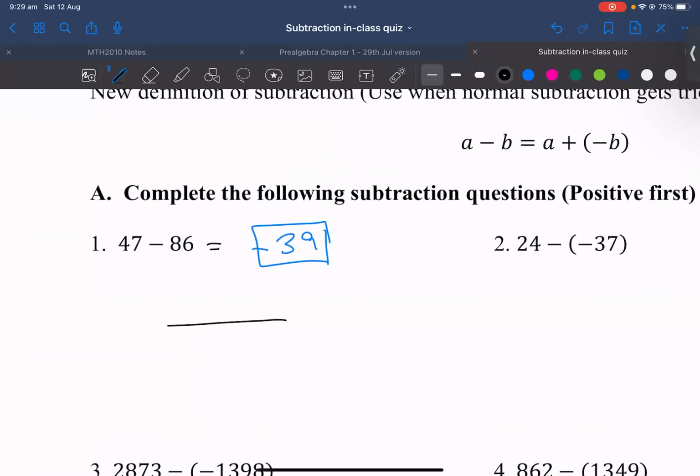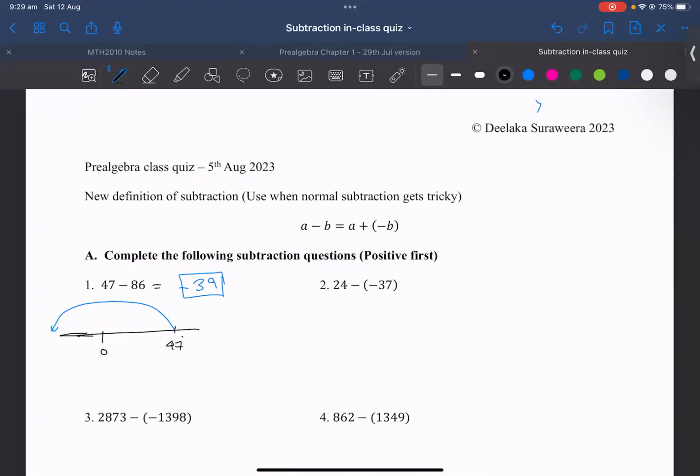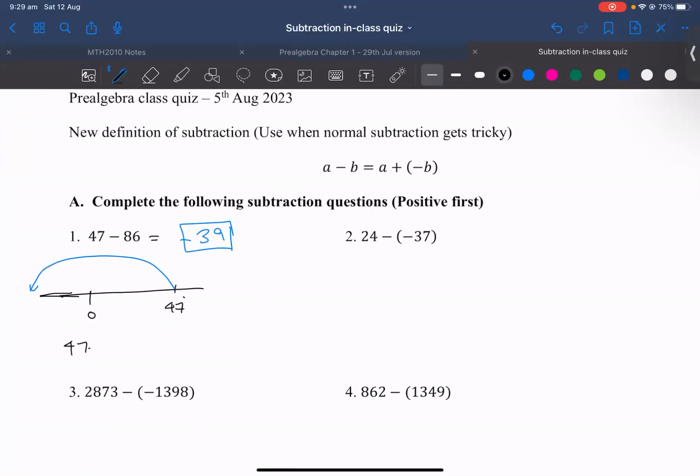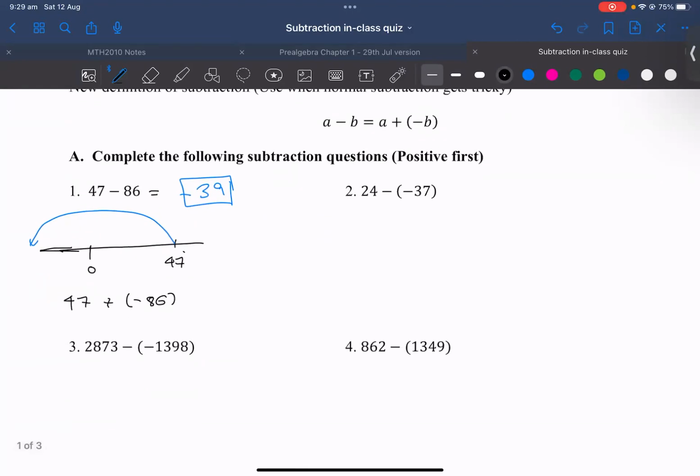So where we start is at 47. Right? And we're subtracting 86. I'll draw 0 relative to the number line, right? I'm going to the left by 86. Oh, that crosses 0 because 86 is a bigger number than 47. So that's already a bit tricky. So what I need to realize is that I should convert this into an addition question. 47 plus negative 86. When I convert to an addition question, I can switch them around. Negative 86 plus 47.